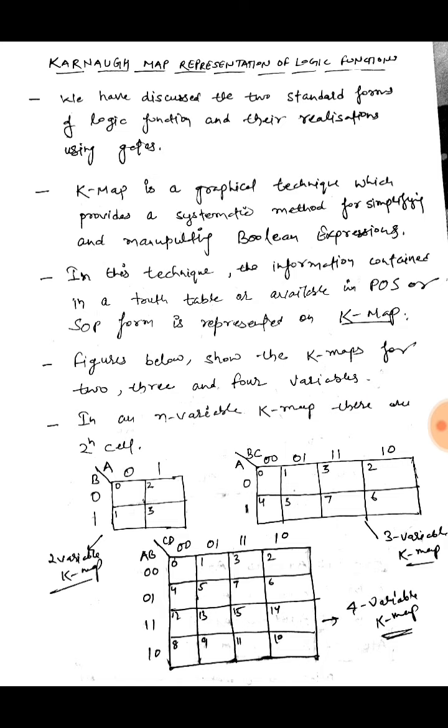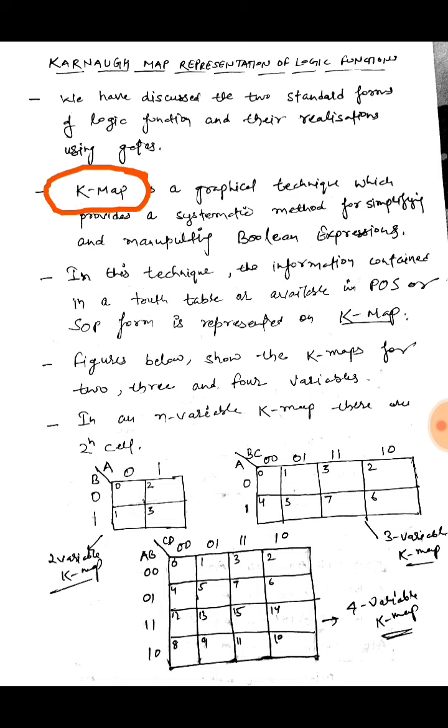So we have already discussed the sum of product form and product of sum forms of the logical functions and their realizations using gates. So one more technique is the K map, which is used to simplify the logical functions, so that we would need a lesser number of gates to implement them.